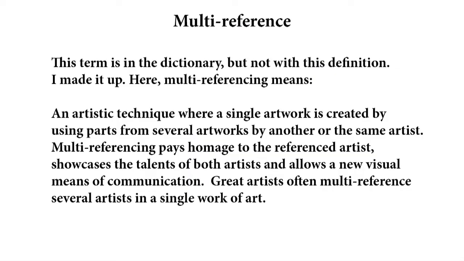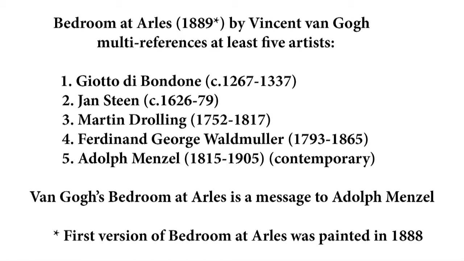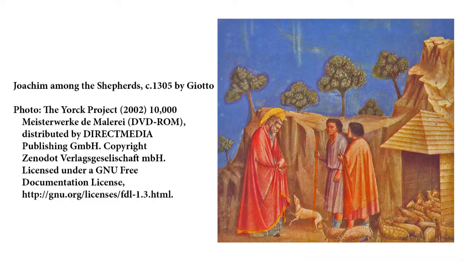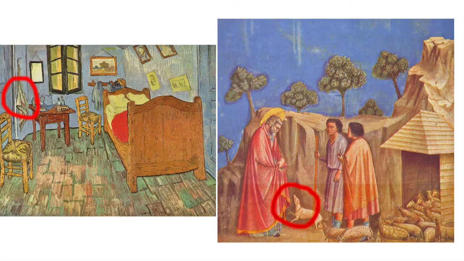Here's the definition I created for multi-referencing. In the Bedroom at Arles, I think that Van Gogh is honoring all the artists who he is multi-referencing, especially the artist that is still alive, Adolph Menzel. The biggest clue that Van Gogh gives to Giotto in his Bedroom at Arles painting is the white towel referencing Joachim among the shepherds, shown here where the dog tips their white nose up.